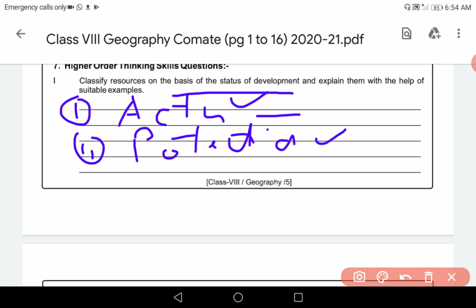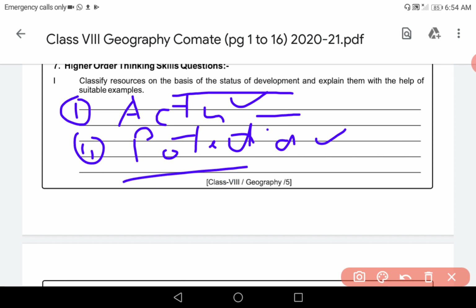Actual resources are those resources which at present you are using, and the quantity also you are knowing. For example, coal deposits in Jharkhand, Kolar mines in Karnataka, and the petroleum products in Mumbai High. So these are the examples of actual resource.